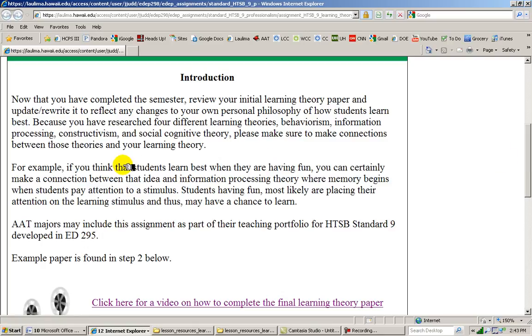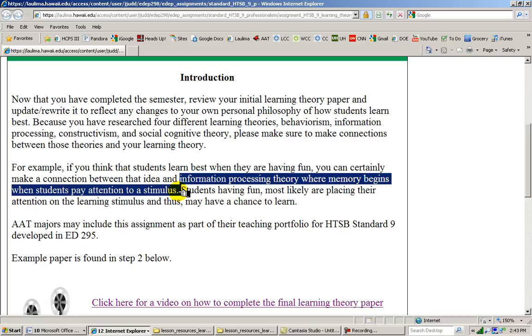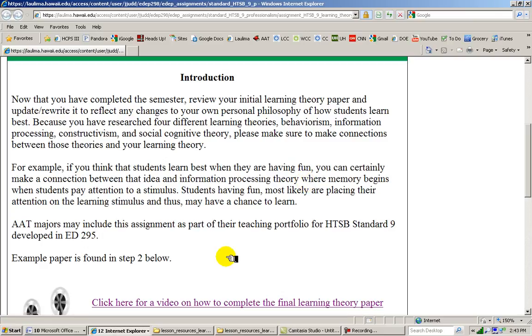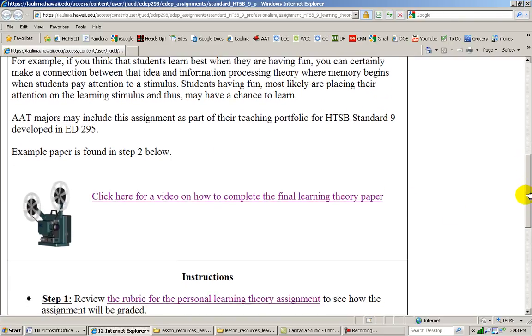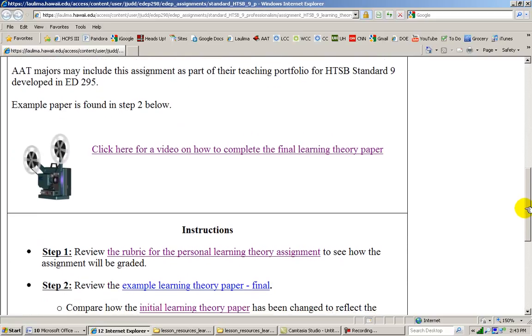So for example, if you think that students learn best when they're having fun, you can make that connection between that idea and information processing theory, because memory begins when students pay attention to a stimulus, and when they're having fun, that means they're paying attention to that stimulus. So you would want to translate what you're talking about into educational psychology language.